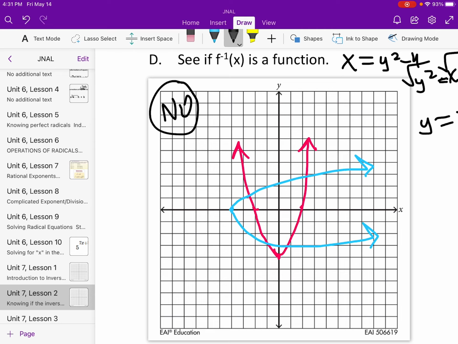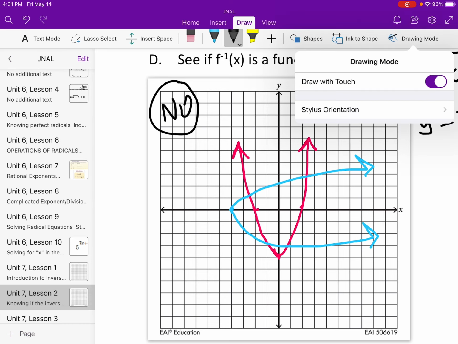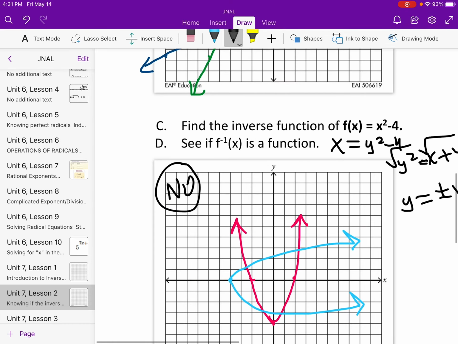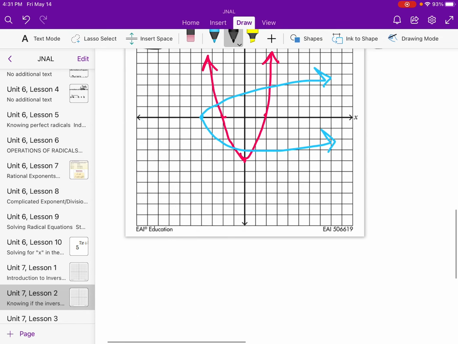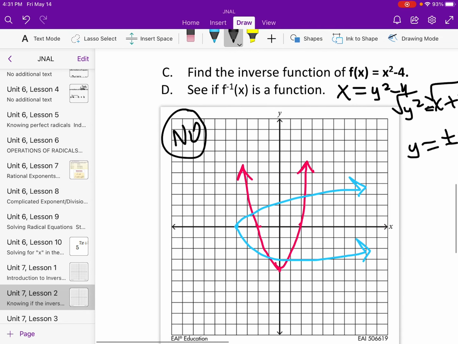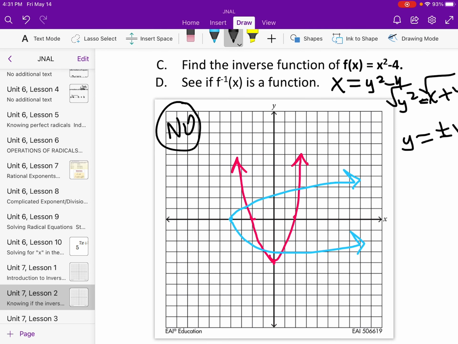So that's how you know if an inverse is a function or not. Basically, if the original fails the horizontal line test, its inverse is not a function. But in case you didn't remember that, if the inverse fails the vertical line test, it's not a function.